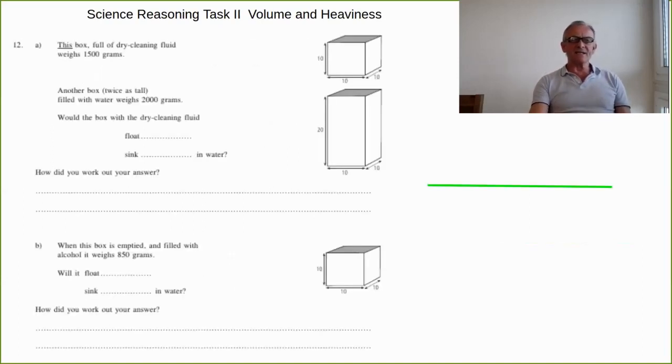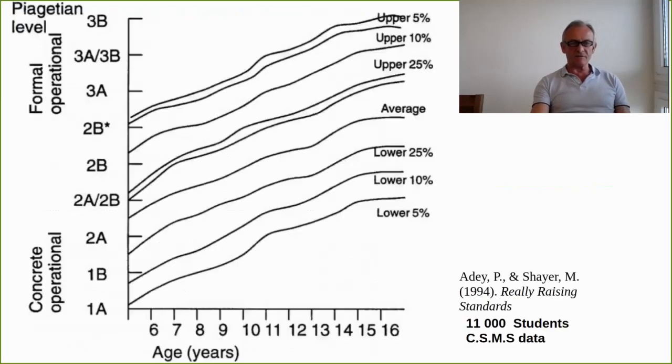And then the later stages of the test elicit understandings of the concept of density. Often you find very, very few students are able to access this in year 7. And so it's discriminatory at the higher Piagetian level. Okay, so back to the results.